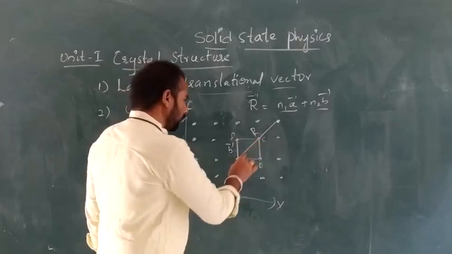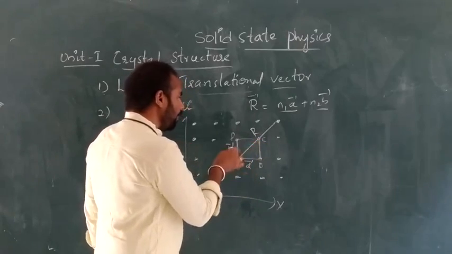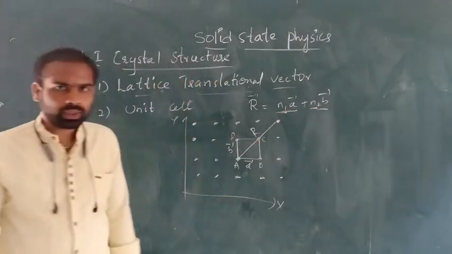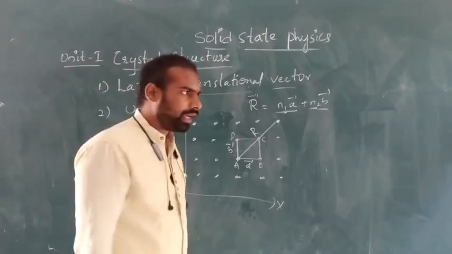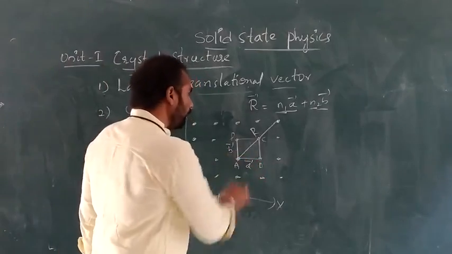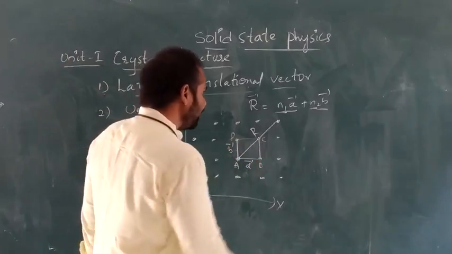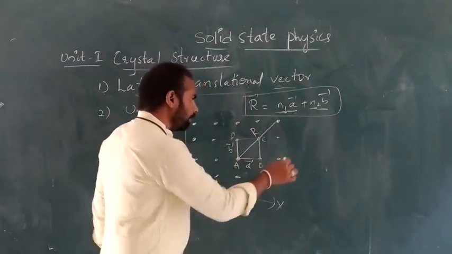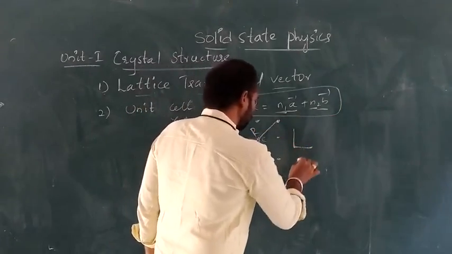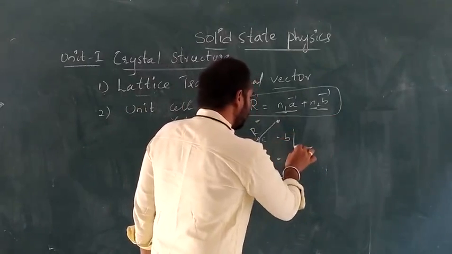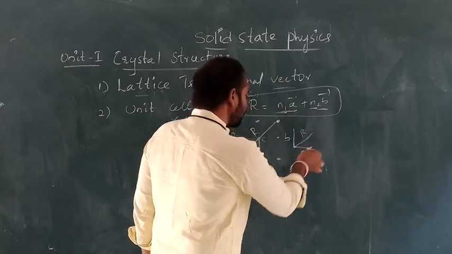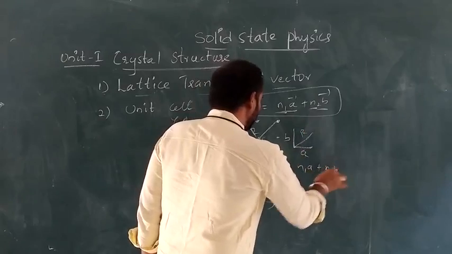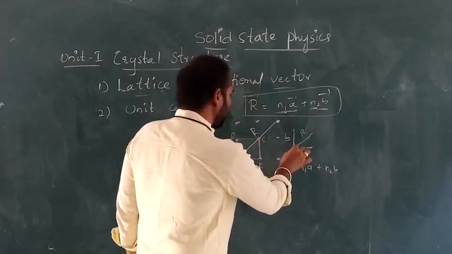Simply an addition of A bar and B bar, where N1 and N2 are integers. They may have some value. This is for the two-dimensional position vector. See, it is simple. This is A, this is B. The resultant position vector R is nothing but N1 into A plus N2 into B. Simple. Where A is the origin.